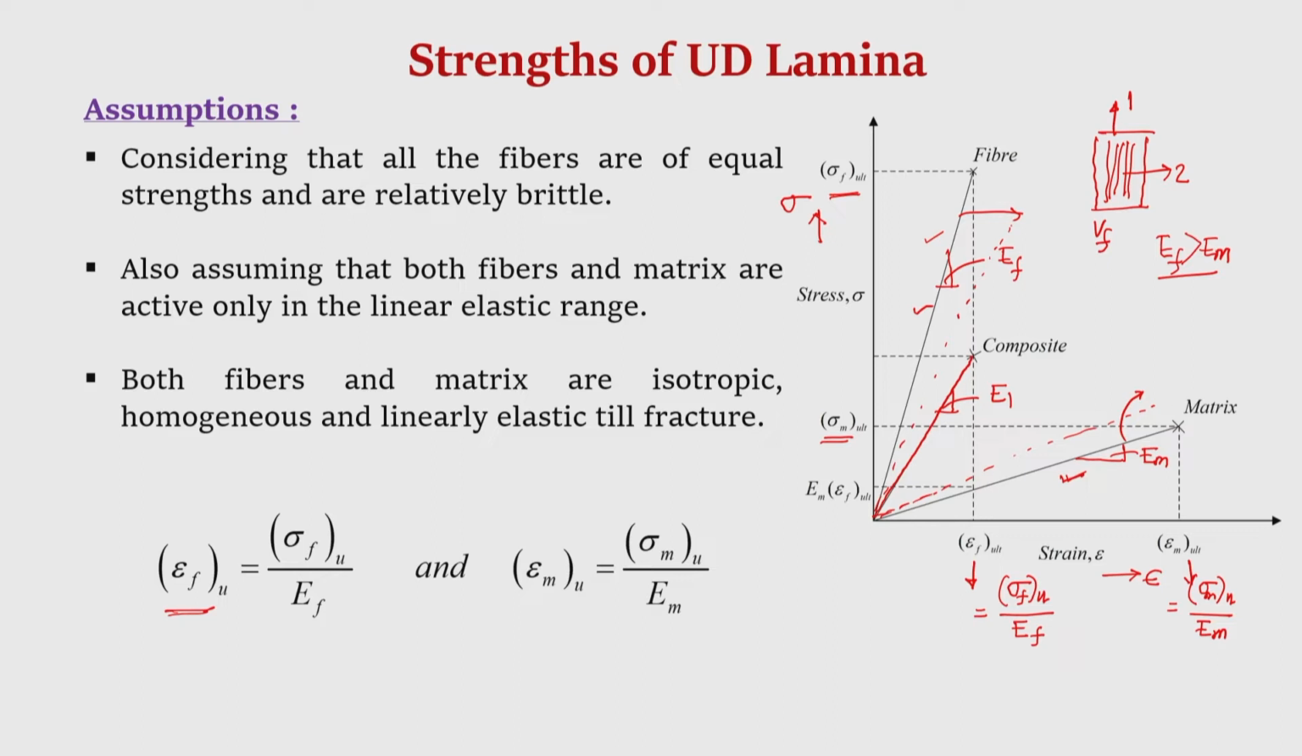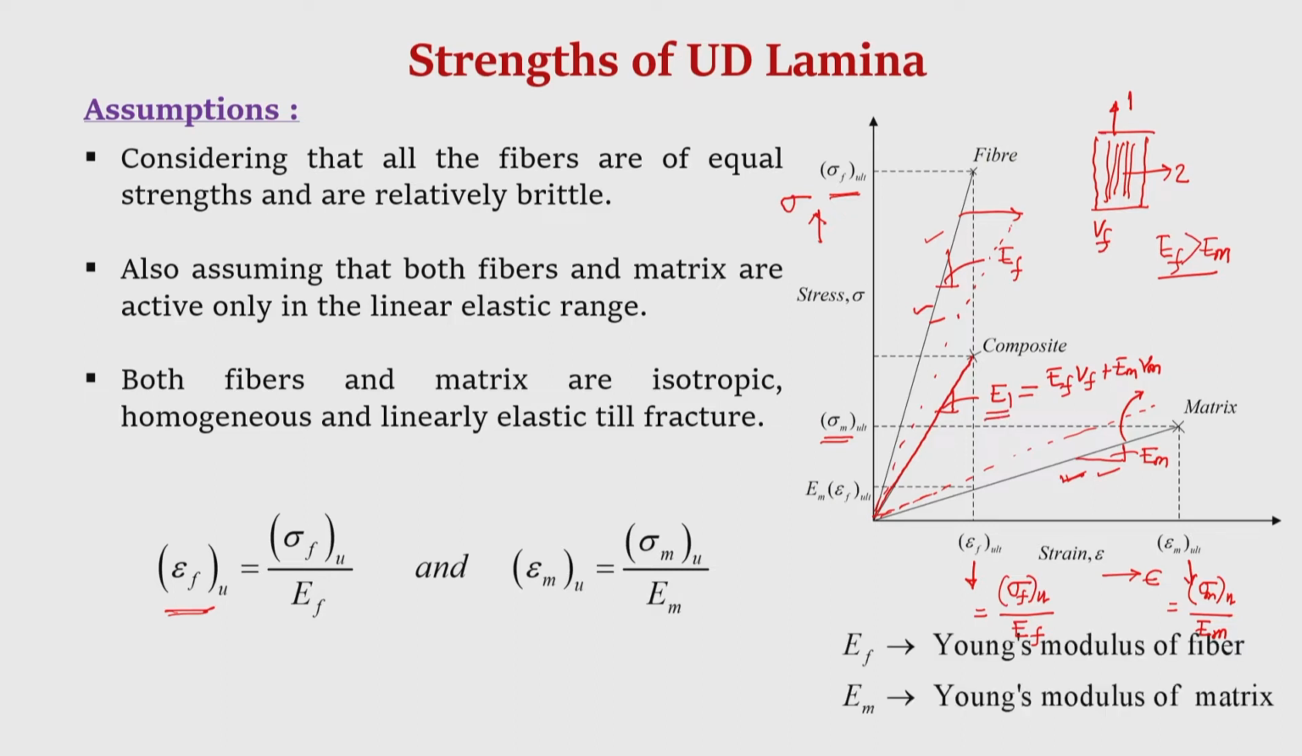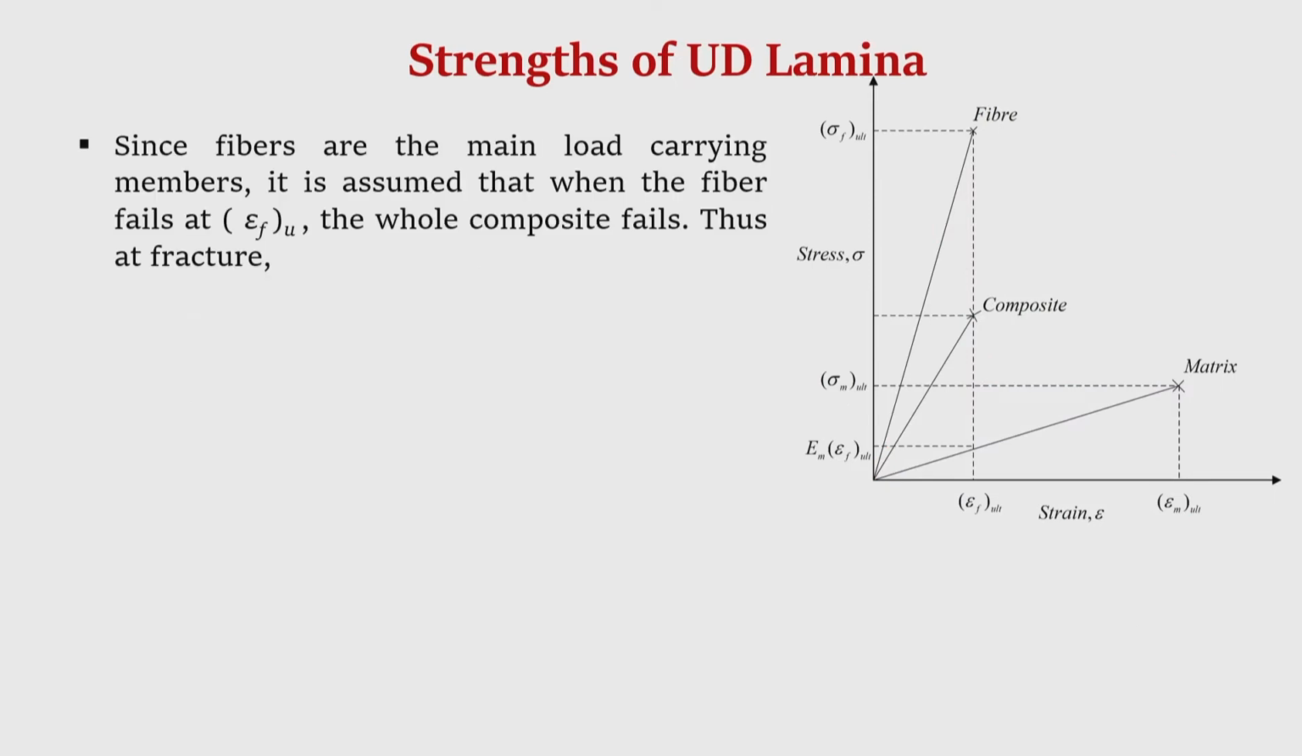In the limit, if V f is equal to 1, that means all fibers, this is nothing but the fiber stress strain curve. If V m is equal to 1, that means no fiber, then naturally this is the matrix stress strain curve, and in between, the slope of the curve will be decided by the volume fraction of the fiber, because we know that E 1 is equal to E f V f plus E m V m. So, for a given E f and E m, it is the value of V f which decides the value of E 1. Now, with these assumptions, let us see how to approach the ultimate tensile stress or the longitudinal tensile strength of a lamina. So, we have a lamina, which is actually, this is direction 1 and this is direction 2.